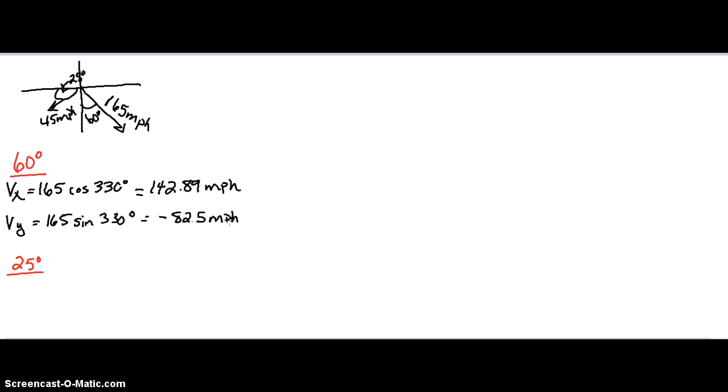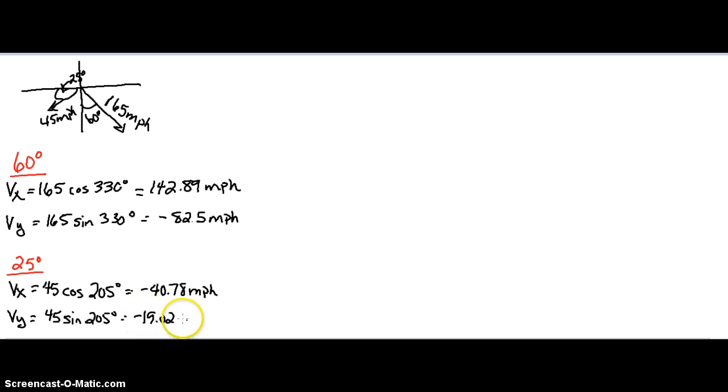So let's do the same thing for 25 degrees now. The horizontal component is going to be equal to the magnitude, which in that case is 45, times, once again, the cosine of 205. And if we punch that in on the calculator, we get negative 40.78 miles per hour. And let's find the vertical component. So V sub y is going to be equal to 45 sine of 205 degrees. And that gives us negative 19.02 miles per hour.